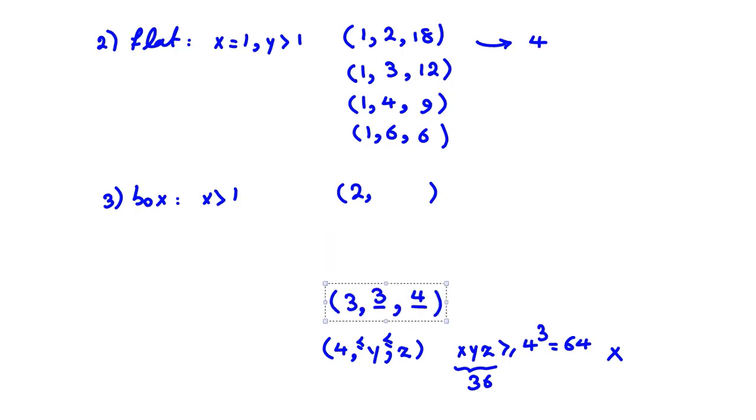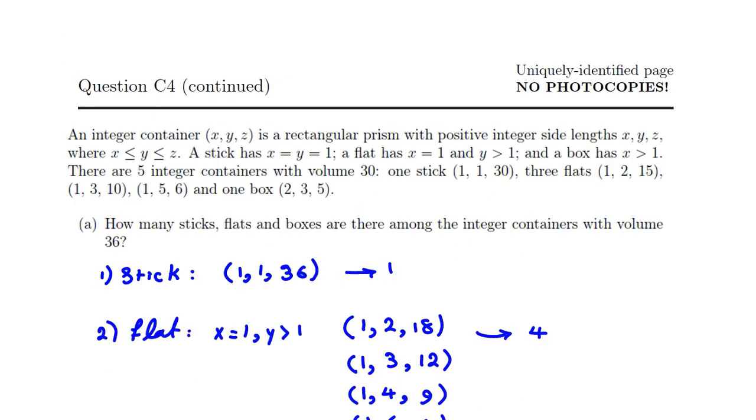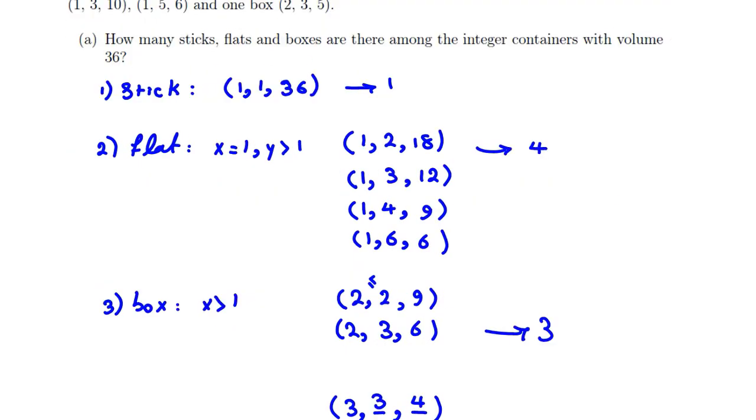Now here. The product here is what? 2 times what? 36, 18. So it can be 2 because it is at least 2. 2 or 3, 18. So 2, 2, 9, 3, 6, 18. And it cannot be 4, it cannot be 5. So the only possible cases are these 2. 1 case, 3 cases. So 3 cases, 4 cases, 1 case here. Okay, so 1 stick, 4 flats, 3 boxes.